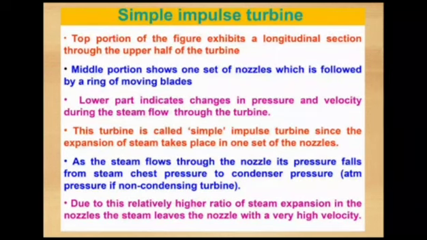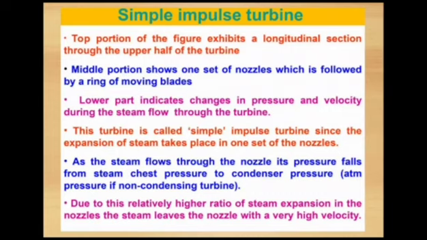The simple impulse turbine. The top portion of the figure exhibits the longitudinal section through the upper half of the turbine. The middle portion shows one set of nozzles which is followed by a ring of moving blades. The lower part indicates the changes in pressure and velocity during the steam flow through the turbine. This turbine is called a simple impulse turbine since the expansion of steam takes place in one set of nozzles.